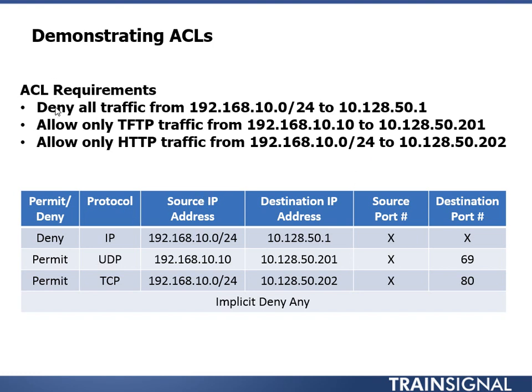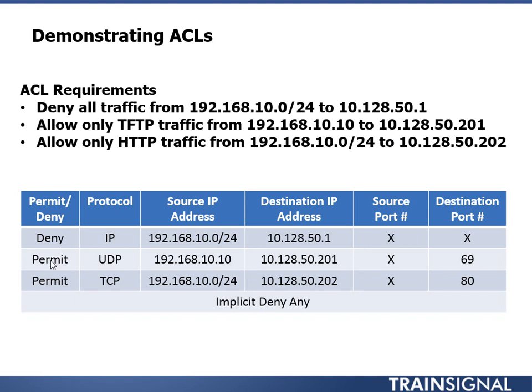So for my first requirement, I want to deny all traffic from 192.168.10.0/24 to 10.128.50.1. So permit or deny, I want to deny that traffic. The protocol is IP here. We're not concerned about a port number or any transport layer information. My source IP address is 192.168.10.0/24. My destination IP address is 10.128.50.1, and since I'm not using TCP or UDP, I may not specify source and destination ports.